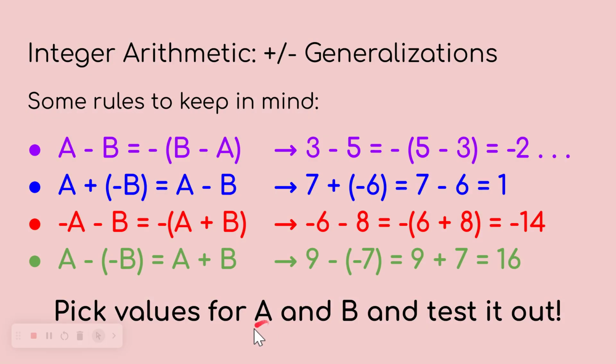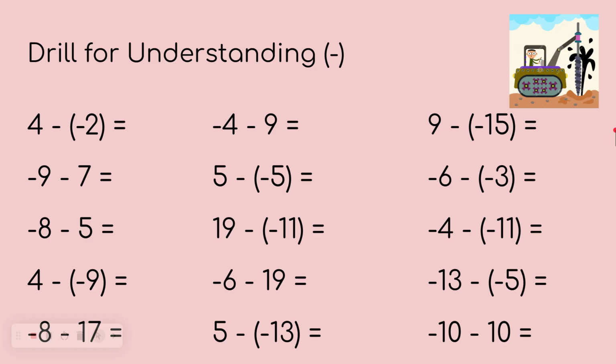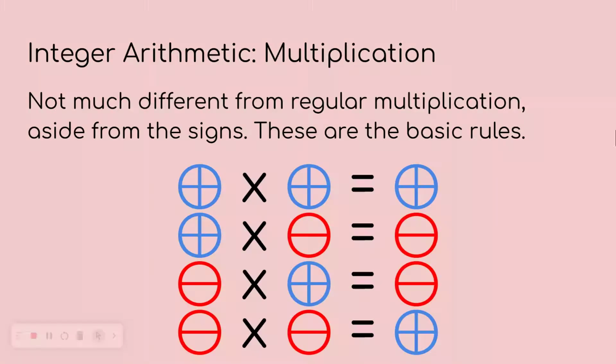And I encourage you to pick random values for a and b. That's the beauty of algebra, again, that you can put in any values you want for a and b, and it will still be true. So these rules apply to any numbers. And here's some more examples for you to try out.